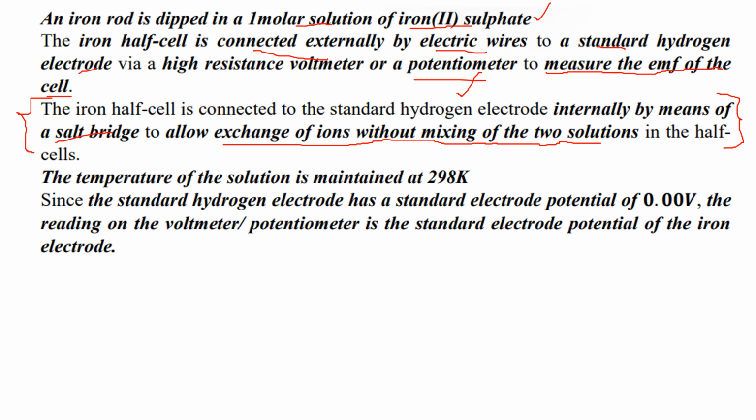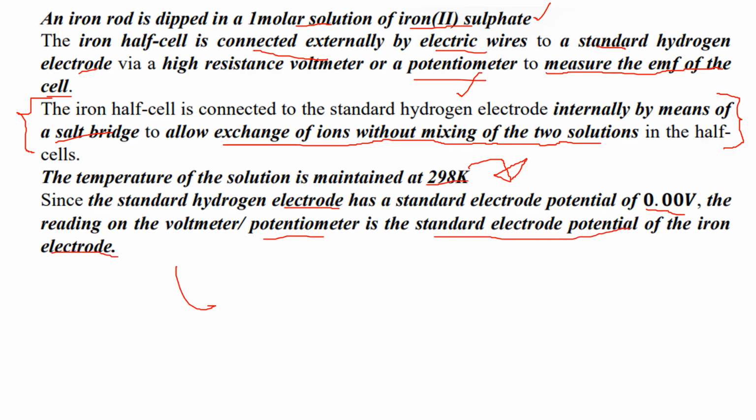And then we have said that all those ones must be done at standard conditions. Therefore, the temperature of the solution must be maintained at the standard temperature of 25 degrees Celsius, which is also the same as 298 Kelvin. So I'm going to conclude by saying that since the standard hydrogen electrode has an EMF of 0.00 volts, the reading on the voltmeter or the potentiometer is going to be the standard electrode potential of the iron electrode.